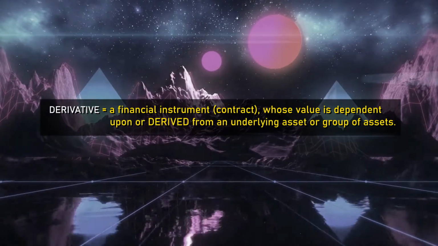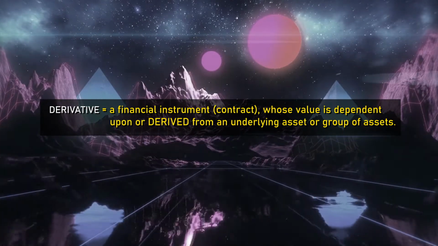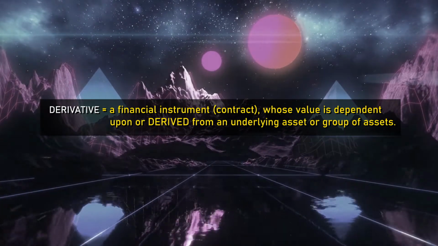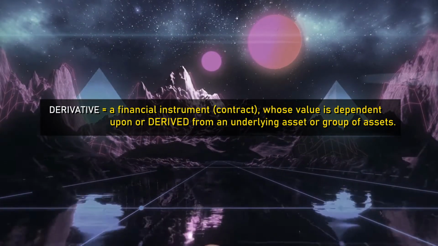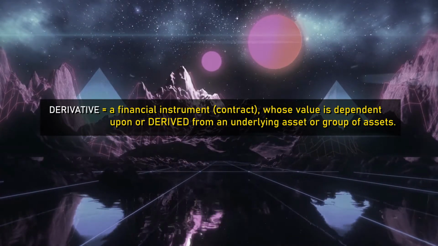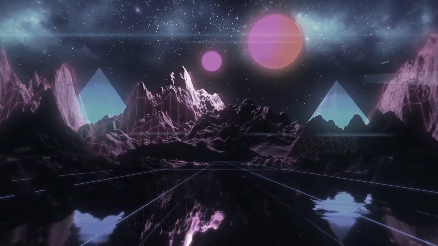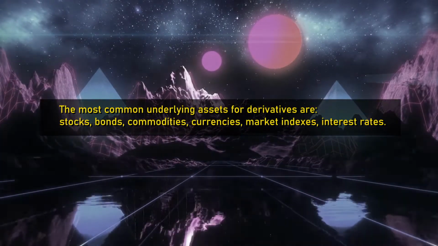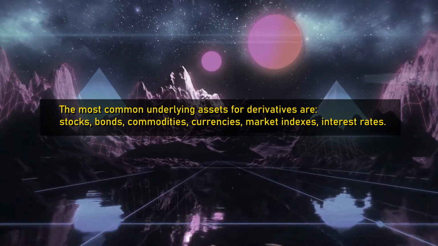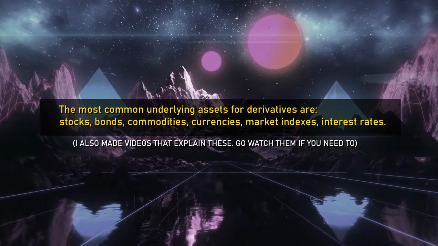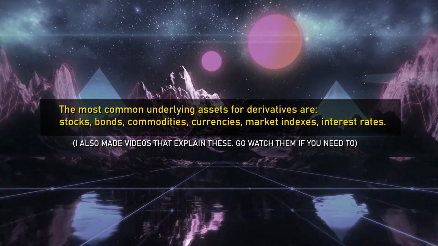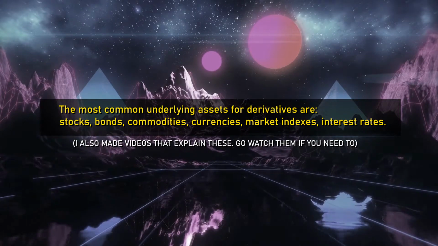A derivative is a financial instrument, or in a simpler way, a contract, whose value is dependent upon or derived from an underlying asset or group of assets. The most common underlying assets for derivatives are stocks, bonds, commodities, currencies, market indexes, and even interest rates.